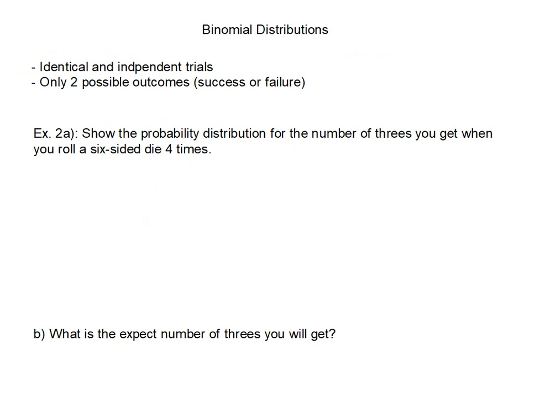So here we are. We're going to show the probability distribution for the number of threes you get when you roll a six-sided die 4 times. Okay, so our first thing here should be to define our random variable. The random variable are the possible outcomes, and we're going to let x represent, sorry about my handwriting, the number of threes.